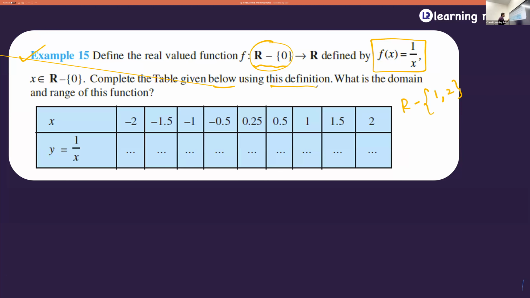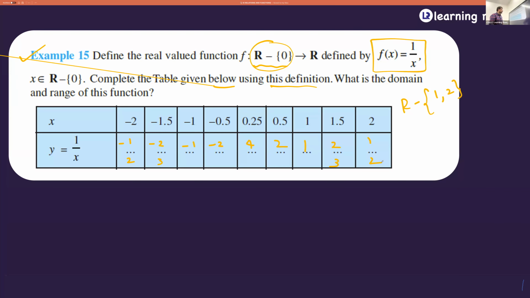Let's check that. When I put y is equal to 1 by x, the answer is minus 1 by 2. Here it is minus 2 by 3, minus 1, minus 2, 4, 2, 1, 1 by 1.5. It's 2 by 3. This 1.5 is substituted in the denominator. So this is half.